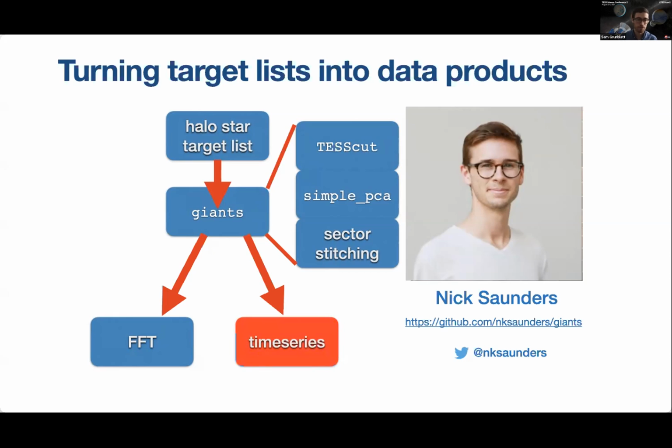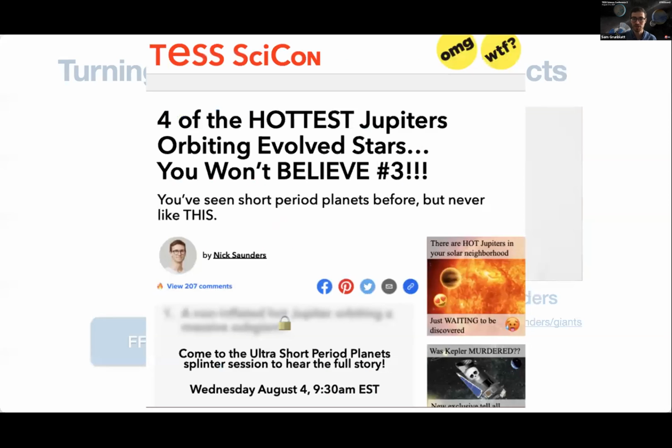And we then produce a summary plot, which we can search for targets or for signatures of planet transits and stellar oscillations. And while I'm talking about planet transits, I just want to highly encourage everyone to check out Nick's talk tomorrow during the ultra short period planet splinter session, starting at 9:30 Eastern time.